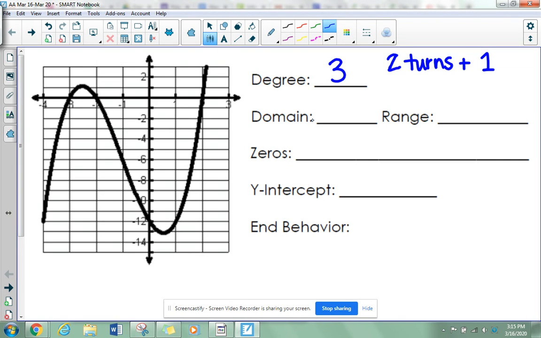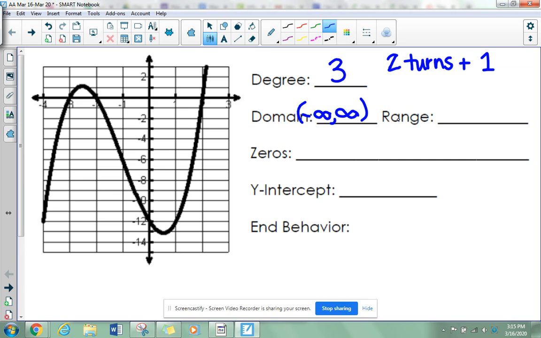The second characteristic that we looked at is domain. That's all of the x values for a particular function. Polynomials are really easy though because they all have the same domain. All of them, you say the domain is negative infinity to positive infinity. And so you never have to think about it or question it. If it's a polynomial function, then this is going to be the domain. There are no restrictions on x.